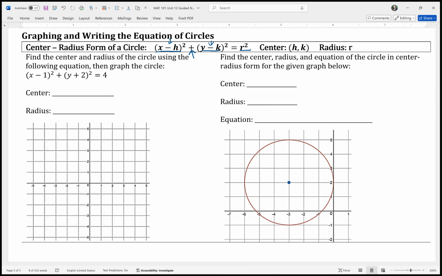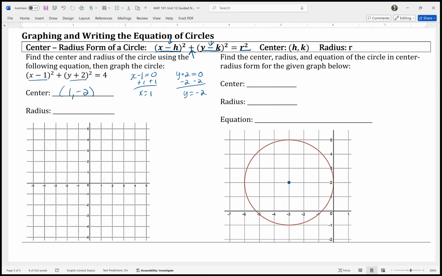What I want you to think about is almost, now this is not exactly what it is, but it's almost like finding the zeros. The way you find the x value and the y value is to take what is inside the parentheses and set it equal to 0. If I have x minus 1 equals 0 and I solve that, I get x equals 1. That's the x value of the point that is the center. Then I take y plus 2 and set it equal to 0 and subtract 2. That gives you y equals negative 2, which is the y value of the center. So the center is (1, negative 2).